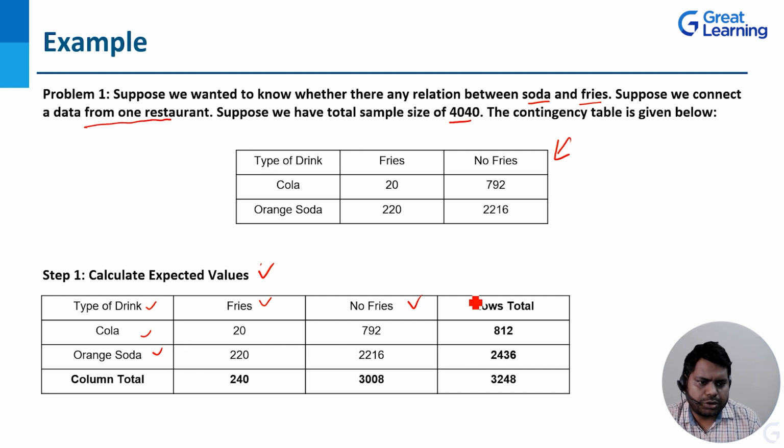The row-wise total is 20 plus 792, that is 812. Similarly, 220 plus 2216 is 2436. Column-wise, 20 plus 220 is 240, and 792 plus 2216 is 3008. The total sum is 3248.